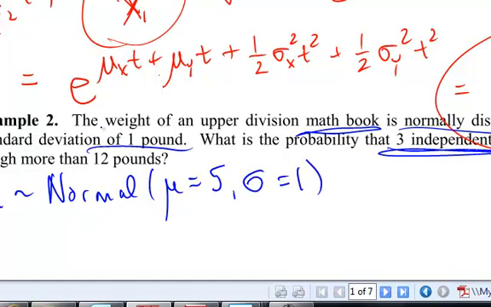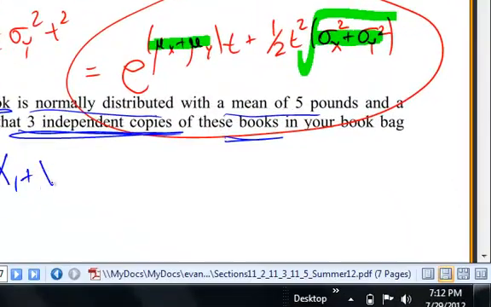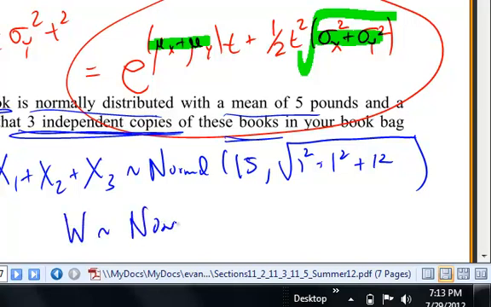What example 2 is saying to us is if we had 3 of these books in our backpack, then their weight should be normally distributed with a mean of mu 1 plus mu 2 plus mu 3, which is 15, and the standard deviation is the square root of 1 squared plus 1 squared plus 1 squared. So the total weight, W, is normal with mu of 15 and sigma as the square root of 3.